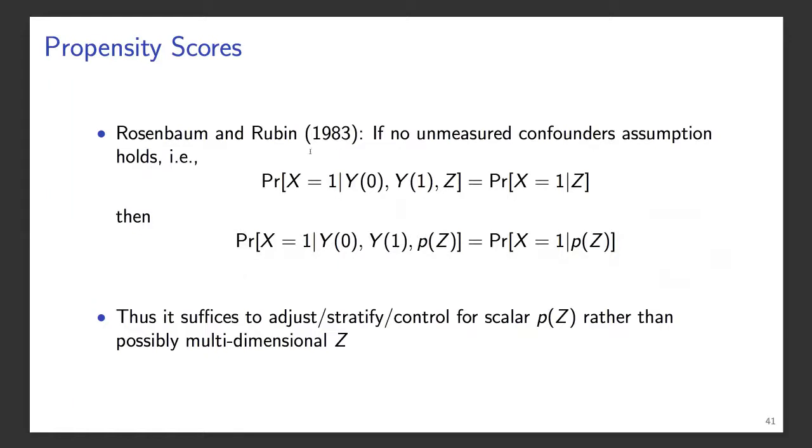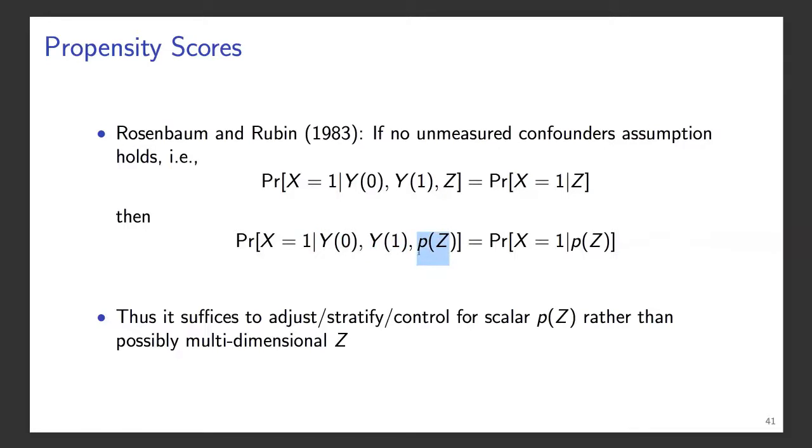Let me say a few more words about the propensity score. The propensity score was first described in a paper by Rosenbaum and Rubin in 1983. And one of the key results from this famous paper is that if you have conditional ignorability, or what's also called the no unmeasured confounders assumption, then it will also be the case that treatment will be independent of the potential outcomes given the propensity score.